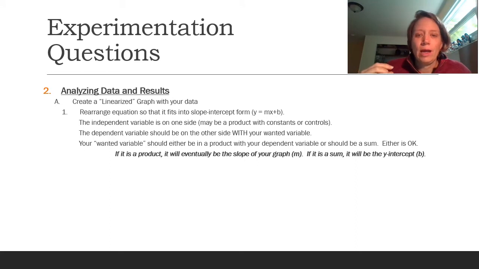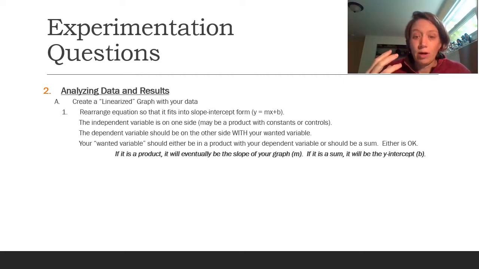And so what this format means is that y is your independent variable, right? So you need to get your independent variable, whatever you decided it was going to be for your experiment, all alone on one side, or at least the only relevant variable on one side of the equation. There might be other constants or control variables with it. That's okay, although I find it slightly preferable to have the variable just by itself. Then on the other side of the equation, the equals mx plus b side, we've got to have the dependent variable and your wanted variable on the other side.